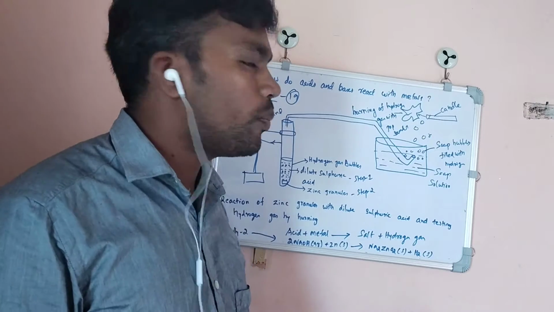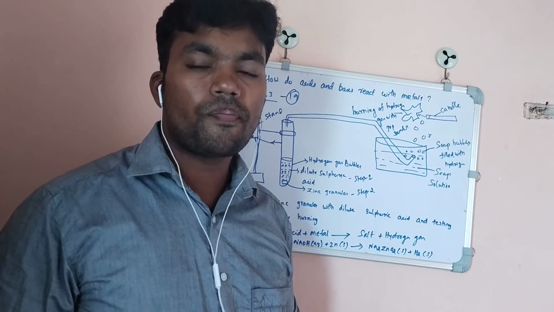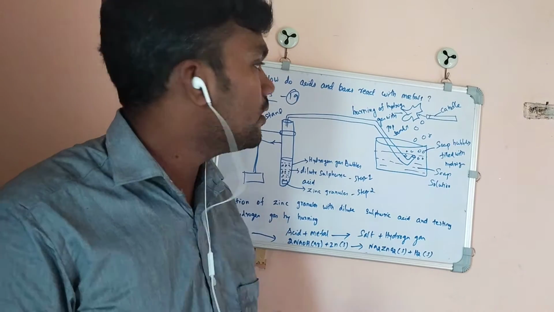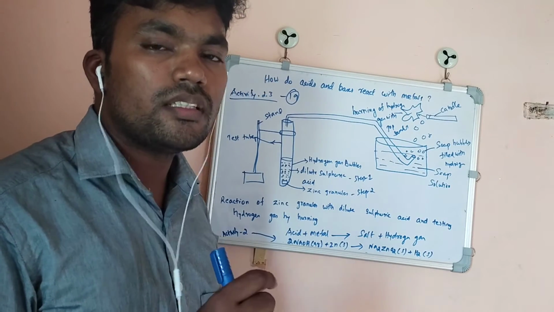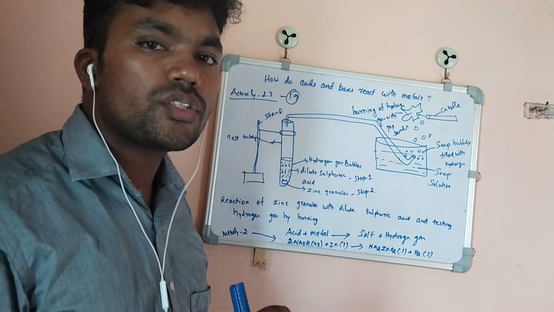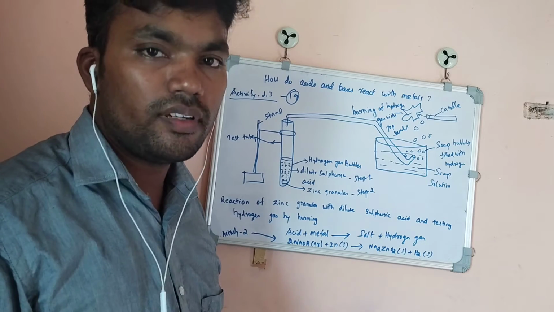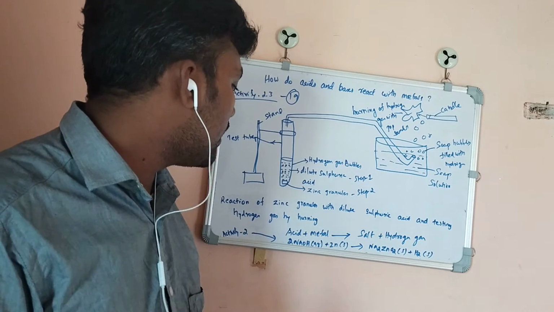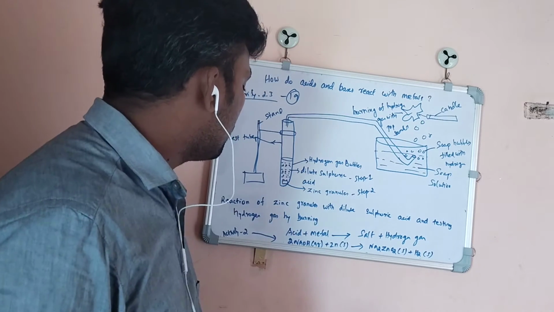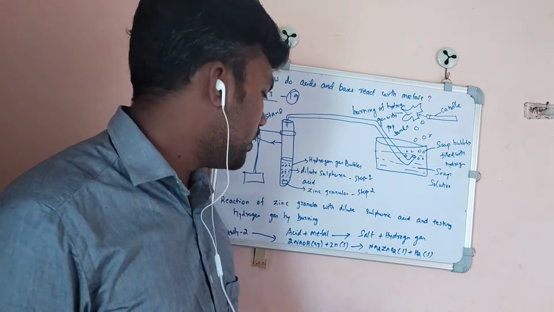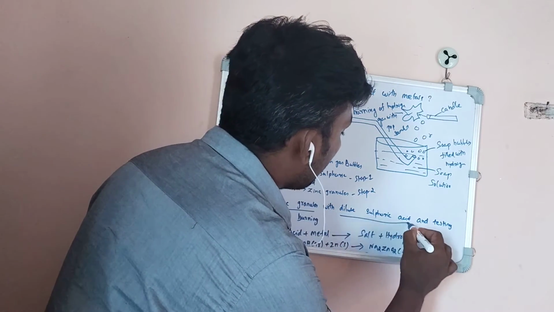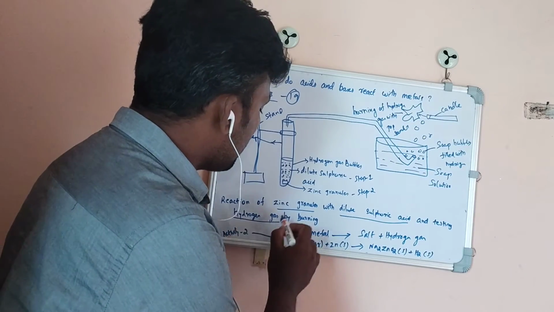You can see this topic in your book, page number 19, activity 2.3. How do acids and bases react with metals? A reaction of zinc granules with dilute sulfuric acid and testing hydrogen gas by burning. This is the topic you are going to learn in this video.